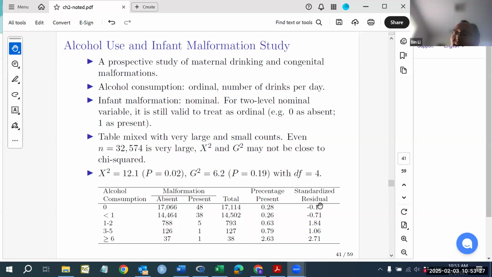occurrence for having the malformed infant is much lower than what we observed for those subjects that have high alcohol consumption. What we observed is much higher than what we expected for those high alcohol consumption groups, right? So that tells us something.